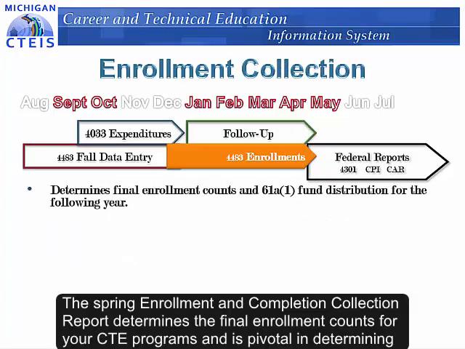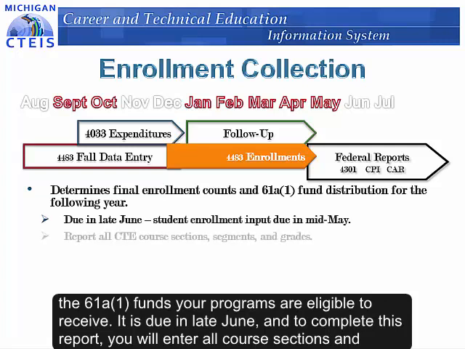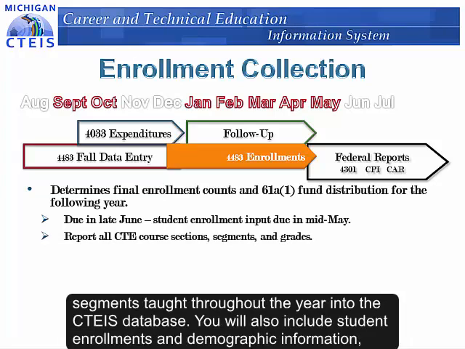The Spring Enrollment and Completion Collection Report determines the final enrollment counts for your CTE programs and is pivotal in determining the 61A1 funds your programs are eligible to receive. It is due in late June, and to complete this report, you will enter all course sections and segments taught throughout the year into the CTEIS database.